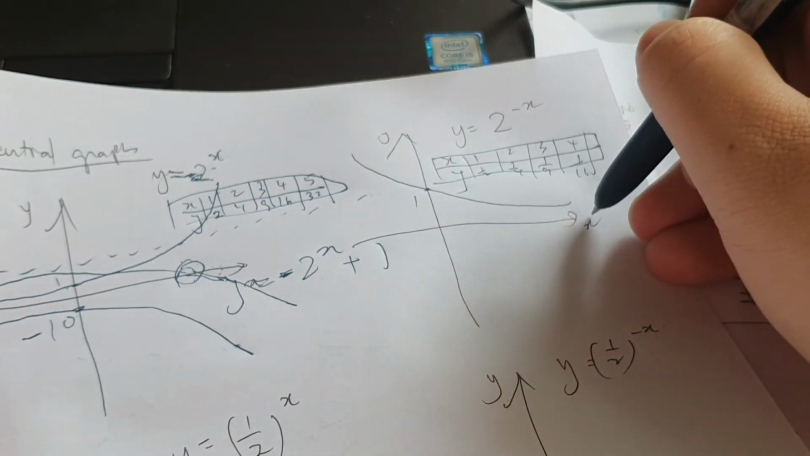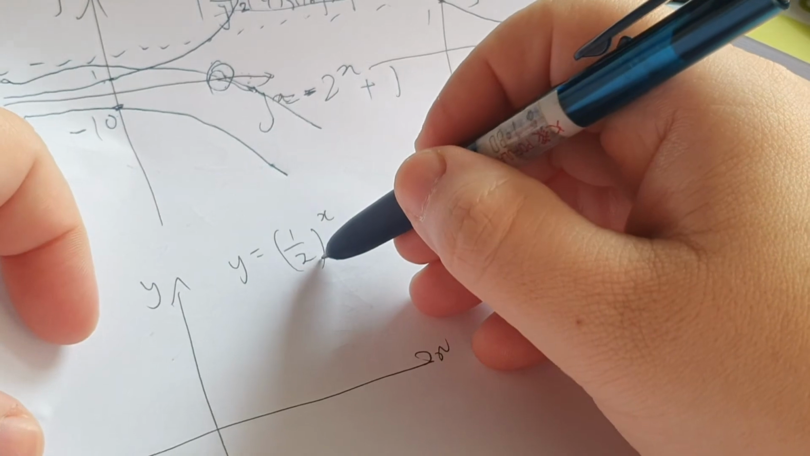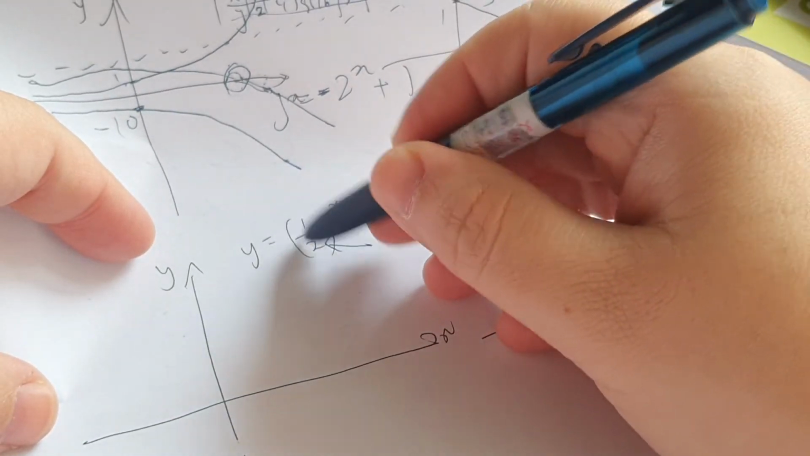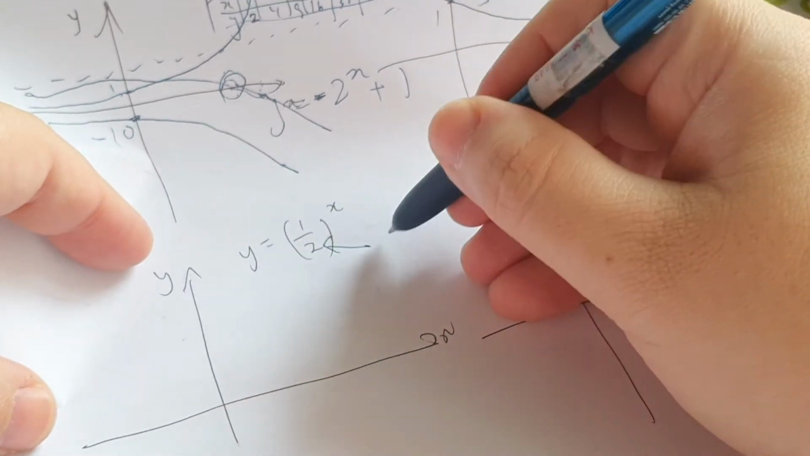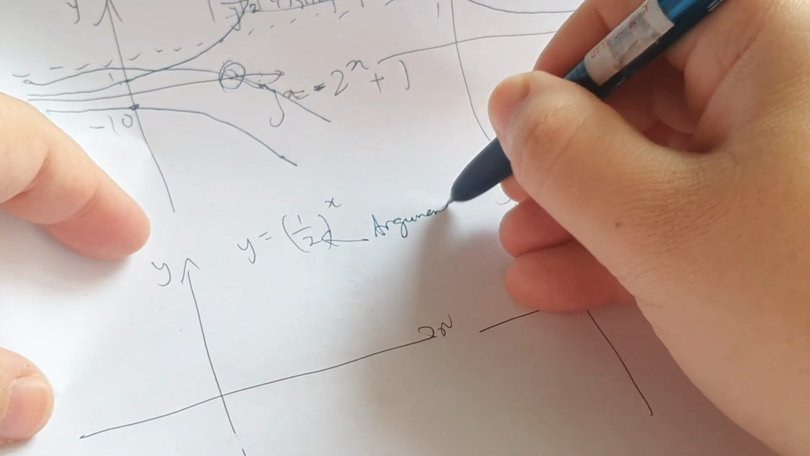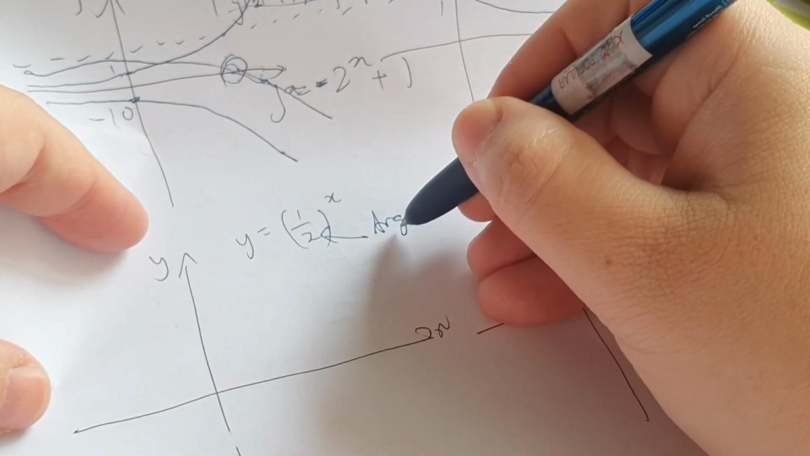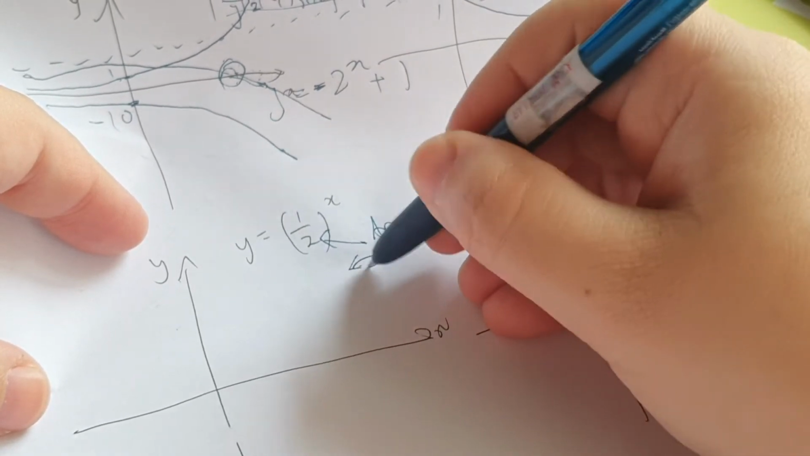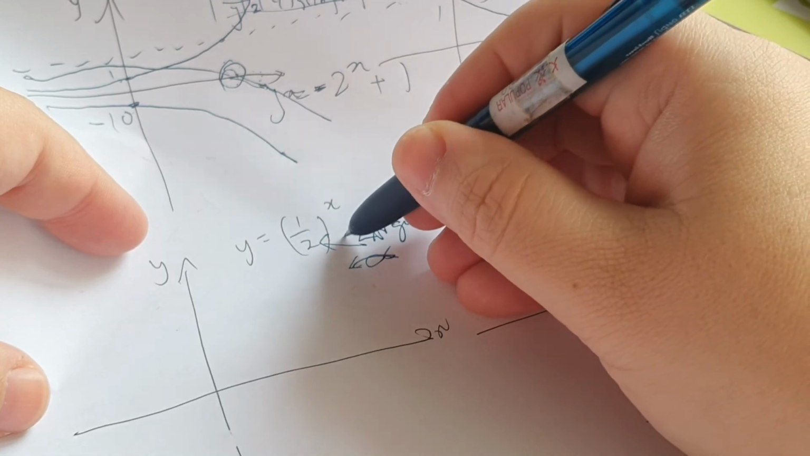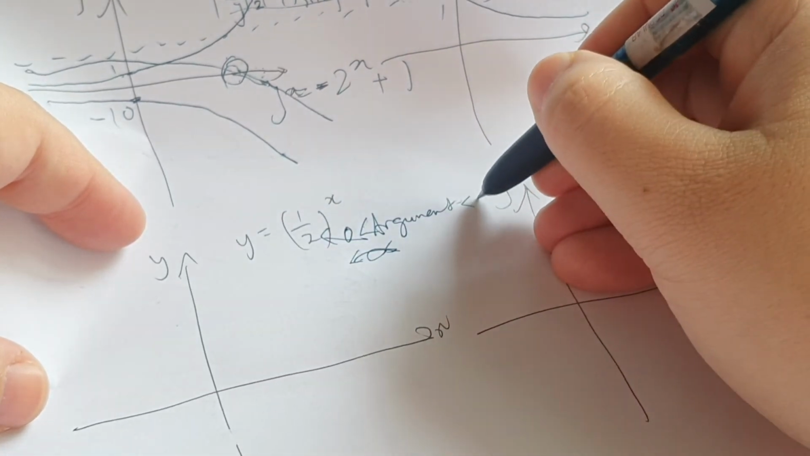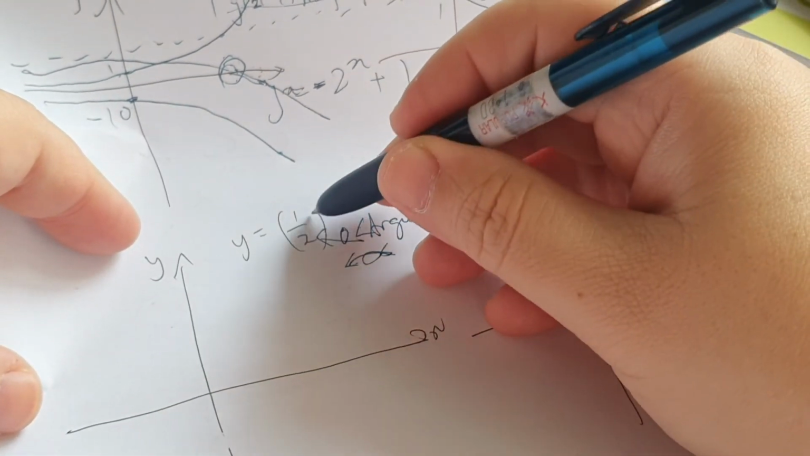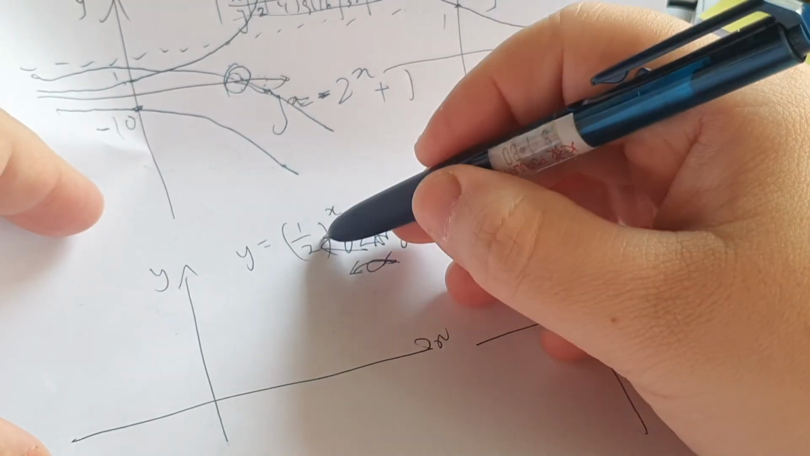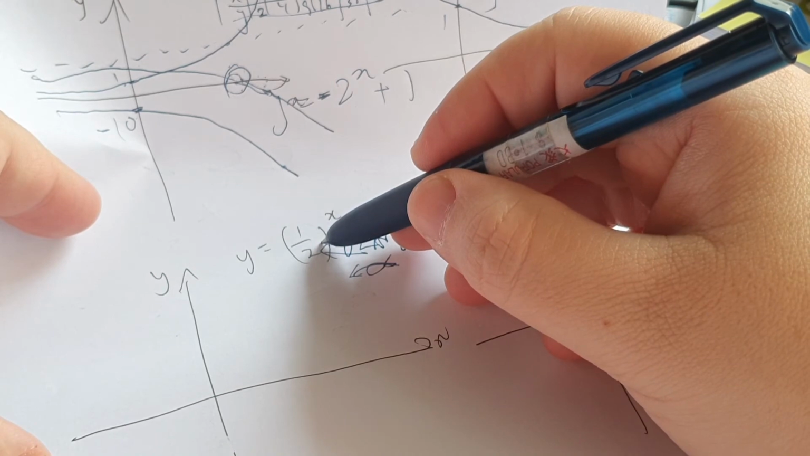For this particular one, finish already. This one, you know why? When the argument, the thing inside this bracket, is called the argument. When the argument is greater than 0 but less than 1, that means 0 point something, 0 point something, right? It cannot be 1. When it's 0 point something, it will be like that.